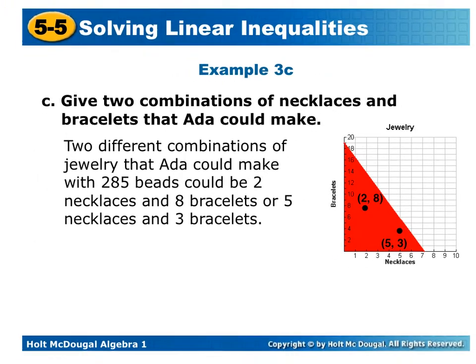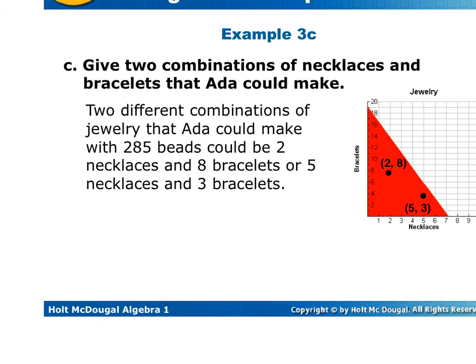So here they've done several. They got 2 and 8, so 2 necklaces and 8 bracelets. Or 5 necklaces, 3 bracelets. So just turn them into pairs and just remember that necklaces were the X's and Y were the bracelets.